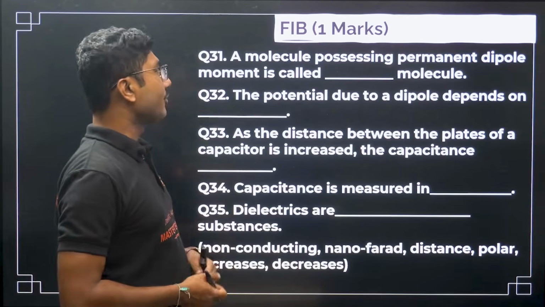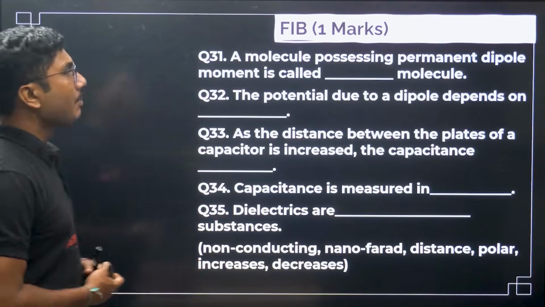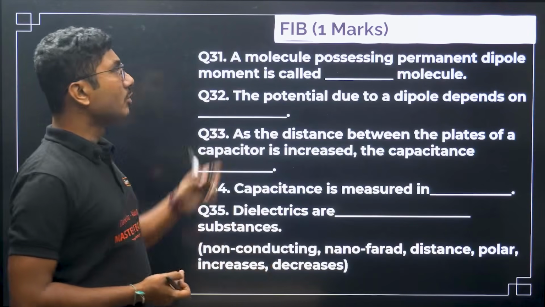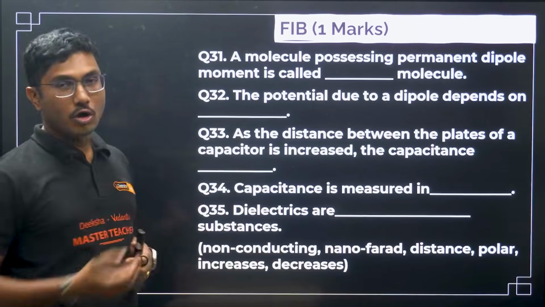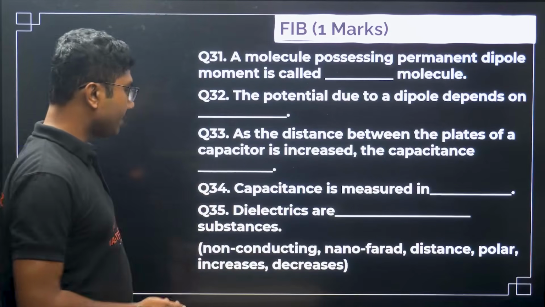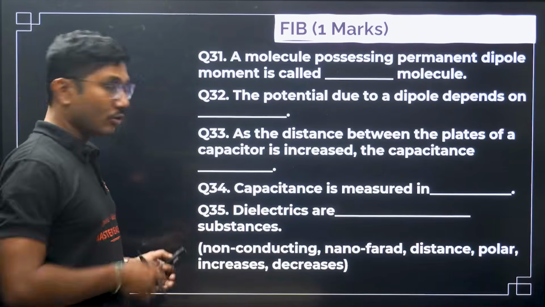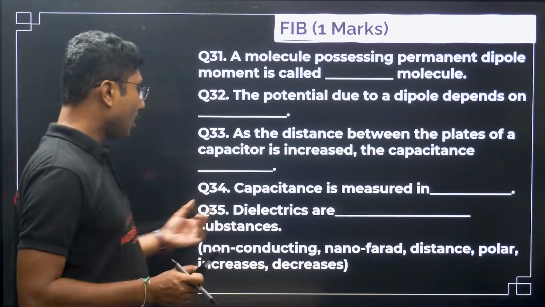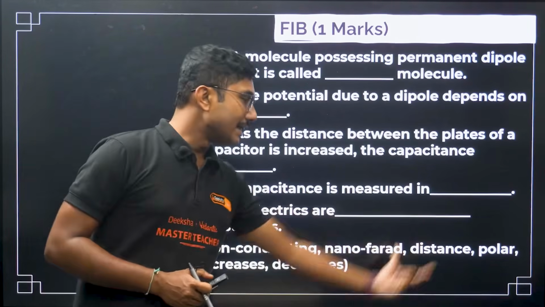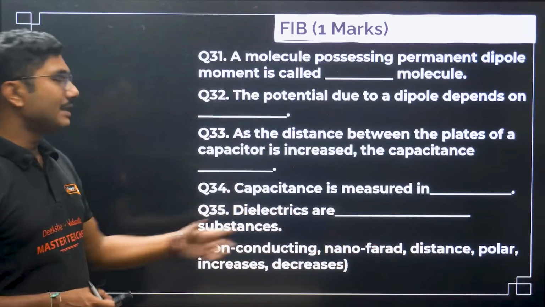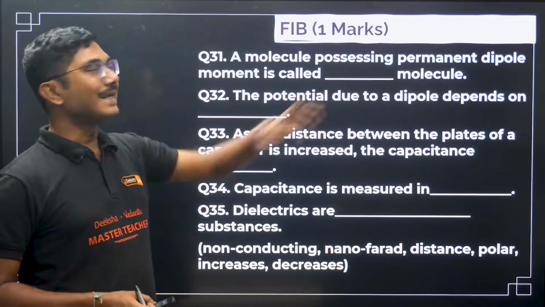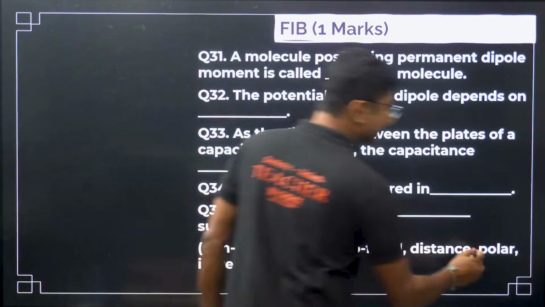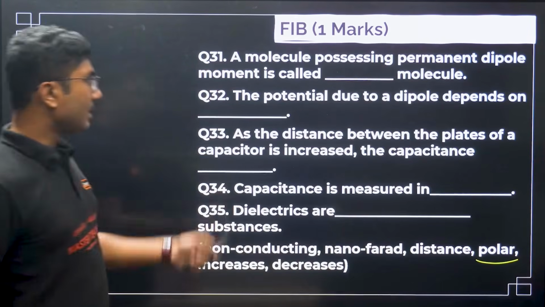So first question, a molecule possessing permanent dipole moment is called dash molecule. So a molecule possessing permanent dipole moment is called polar molecule, right? Either polar or non-polar; the answer for this fill in the blanks is polar. Let's see the options: non-conducting, nanofarad, distance, polar, increases, decreases. A molecule possessing permanent dipole moment is called decreases molecule, obviously that does not make any sense. The only thing that makes sense over here is polar. So definitely polar is the answer.